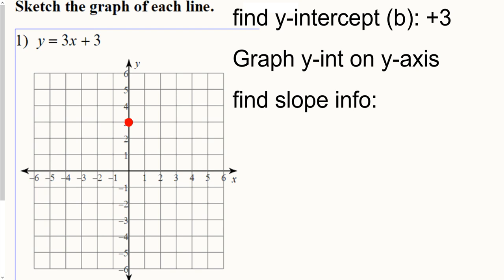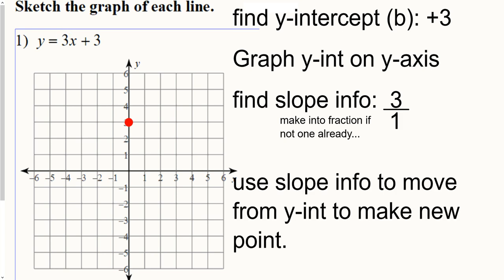Now, use the slope information. That's the number in front of the x. If it's not a fraction, please make it 1. Now, use the slope information to move from this y-intercept point to a new place to make a new point, okay? Now, the top number, if it's positive, you go up that many spots. So it goes 1, 2, 3.